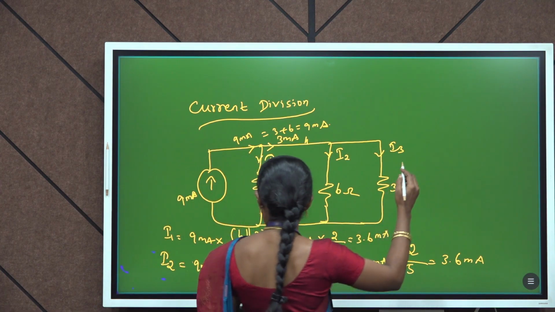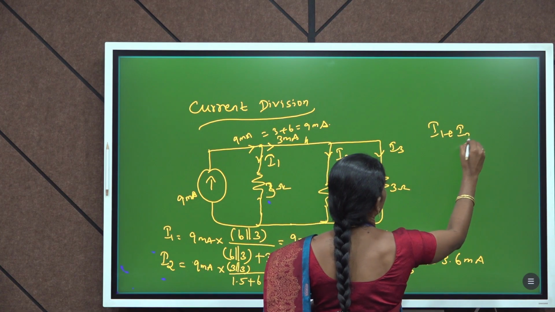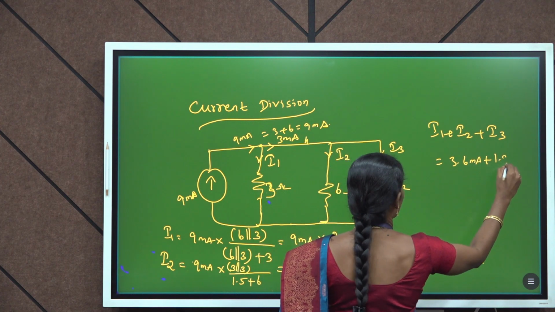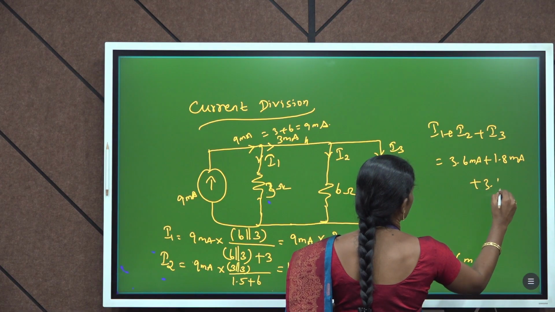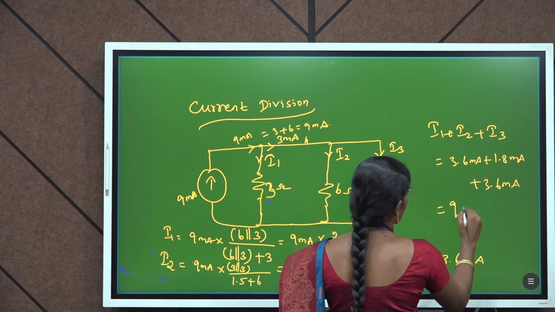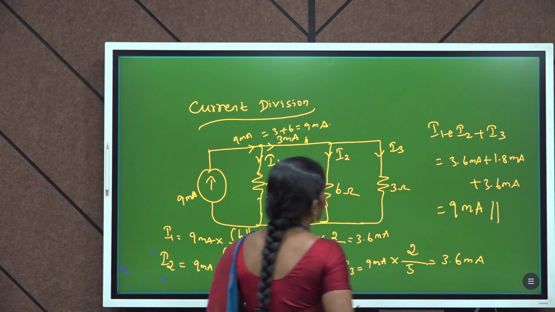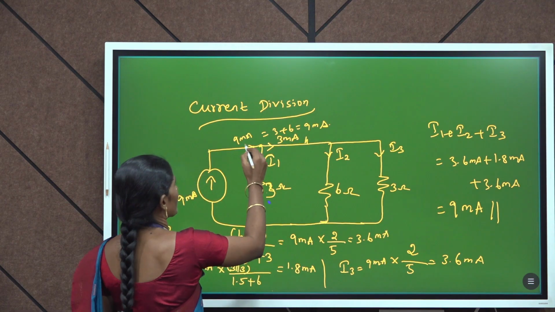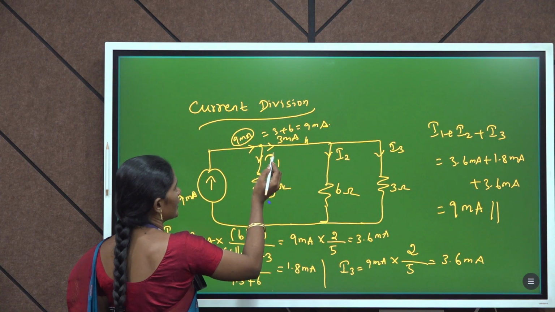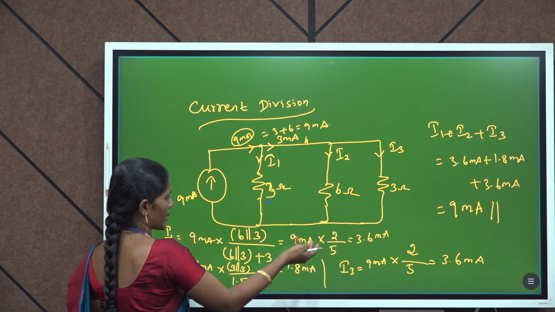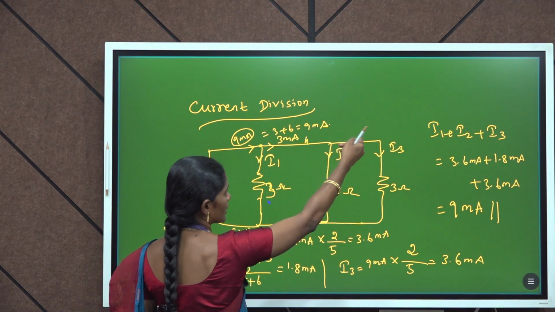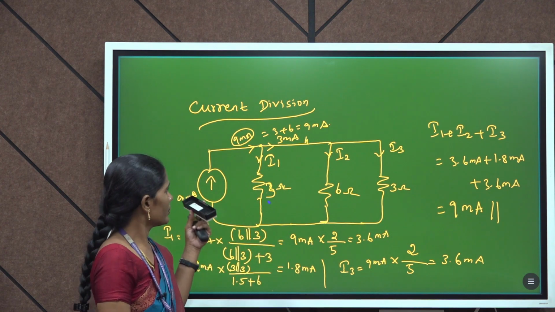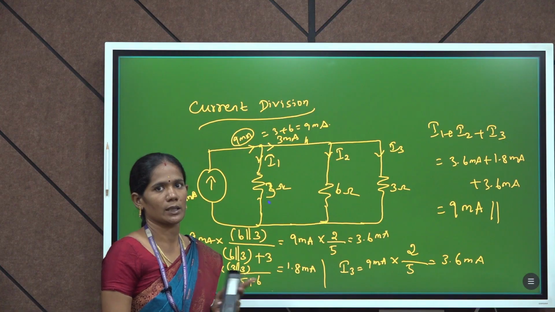By addition, these 3 currents, 3.6 milliampere plus 1.8 milliampere plus 3.6 milliampere, give the result as our source current, 9 milliampere. So, by using this we can verify Kirchhoff's current law also. At this junction we give 9 milliampere, and it divides into 3 branches. The first branch is 3.6, the second branch is 1.8 and the third branch is 3.6. These 3 currents give the source current 9 milliampere. In this we can verify Kirchhoff's current law also. Thank you.